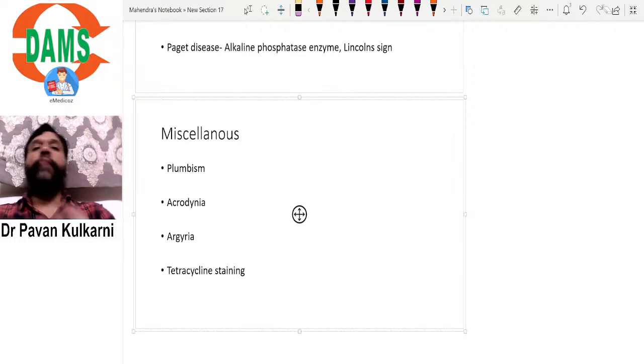Remember, tetracycline should never be given till 8 years of age. And if you put a UV light on the tetracycline stain, the stained tooth will show yellowish fluorescence. That is a point you are supposed to remember about the tetracycline stain.